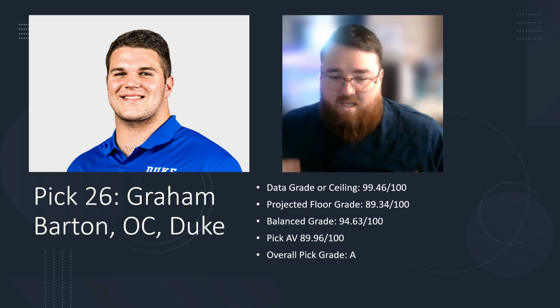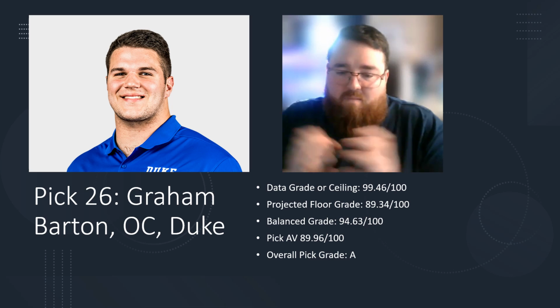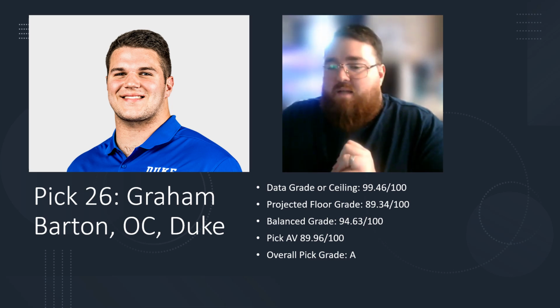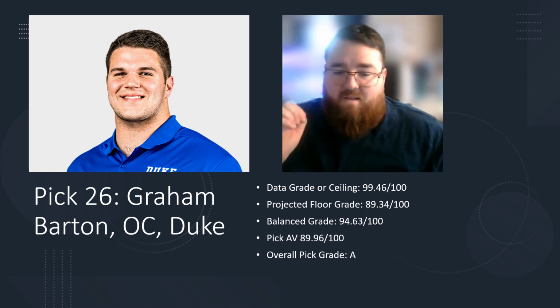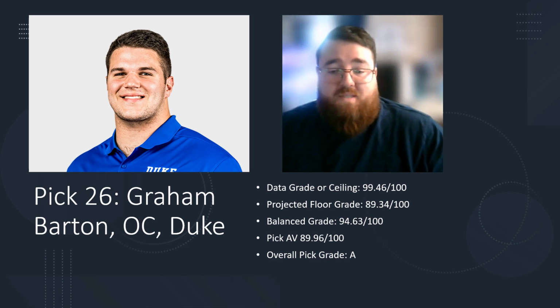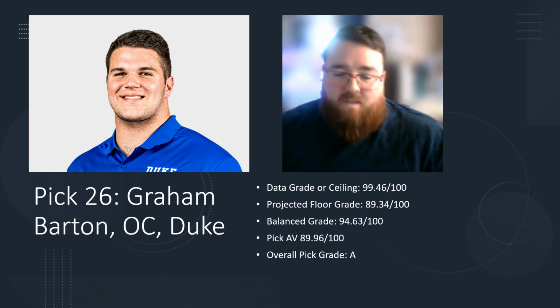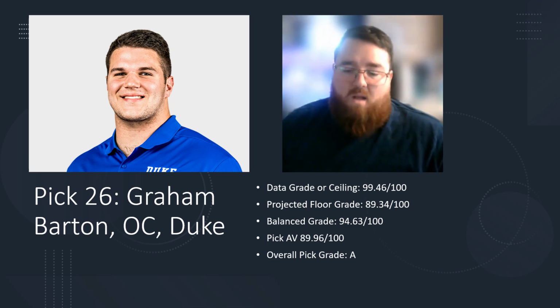And then the balance grade takes his ceiling and marries it with his floor. In other words, to balance out his ceiling with his floor, he would probably be more of a 94 percentile type of prospect, if you will. And then the pick AV deals with the average AV of a randomly selected player here. So every position, whether it's running back, wide receiver, etc., if they were selected at pick 26, most of the time they usually became an 89 percentile prospect at the next level. So all in all, though, I would give Graham Barton an A.